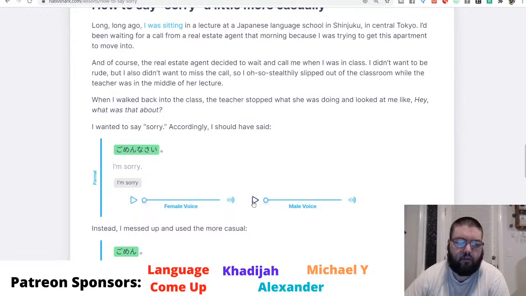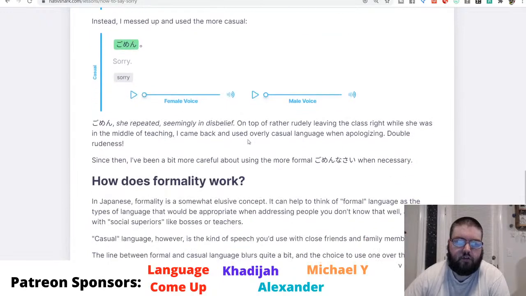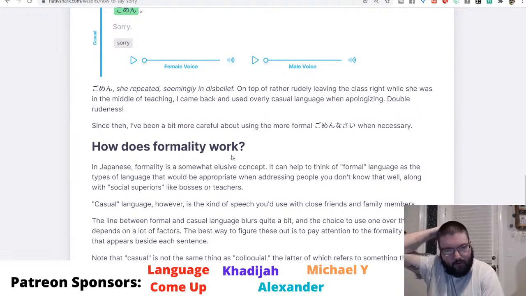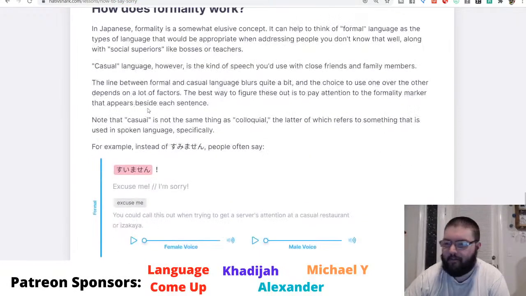Instead, I messed up and used the more casual gomen. She repeated it, seemingly in disbelief, on top of me rudely leaving the class, right? While she was in the middle of teaching, I came back and used overly casual language when apologizing. Since then, I've been a bit more careful about using the more formal gomenasai. That's hilarious.